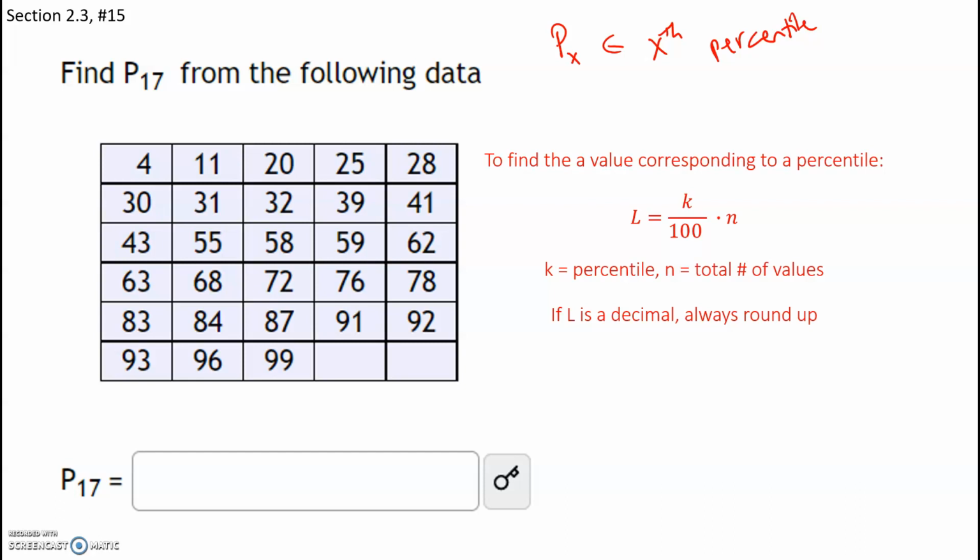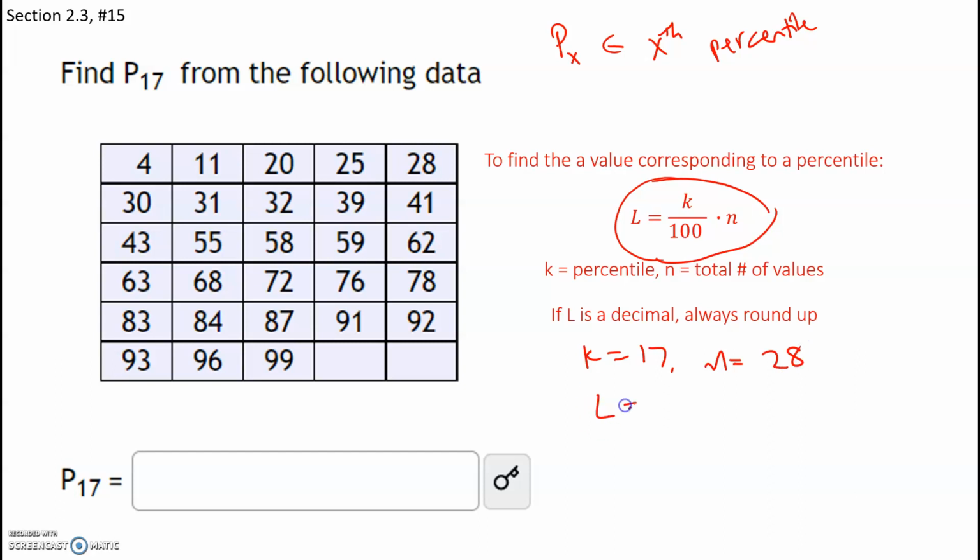To find the value corresponding to a percentile, we use the locator index formula, which is L equals k divided by 100 times n, where k represents a percentile and n is the total number of values. If L is a decimal, then we will always round up. In this case, we want to find the 17th percentile, which means the value of k is 17, and n is the total number of values. So we have 5, 10, 15, 20, 25, 28. n is equal to 28.